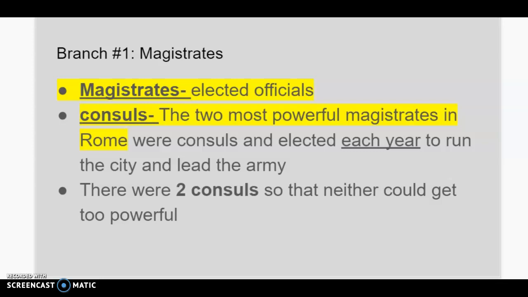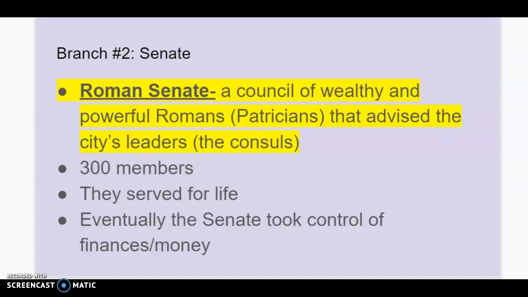Branch number two is also made up of just the upper class patricians. This is called the Senate, and today we have a Senate as well, so we get the word exactly from ancient Rome. The Roman Senate is a council of wealthy and powerful Romans, who are the patricians, the nobles, that advised the city's leaders, which are the consuls. So the second branch supports and advises the first branch.